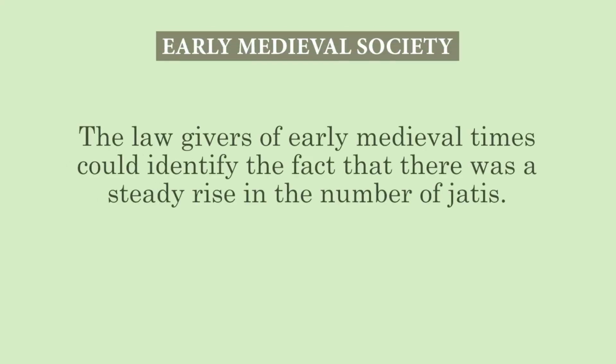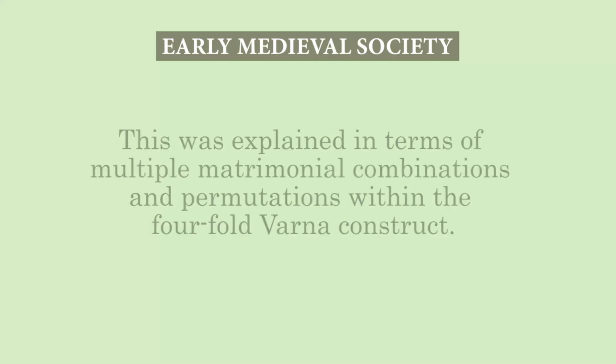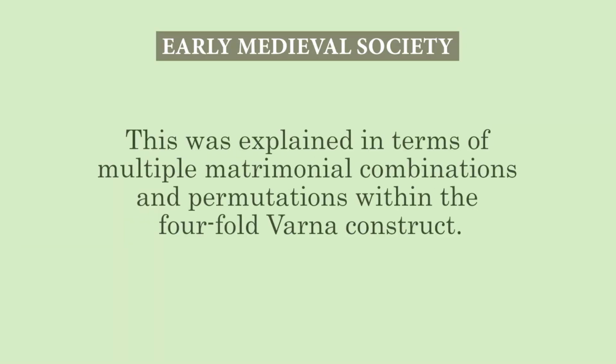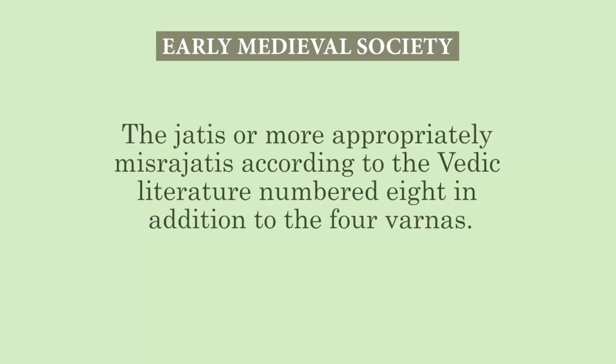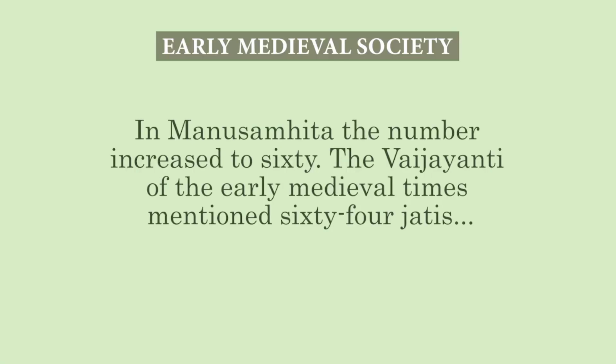The lawgivers of early medieval times could identify the fact that the number of jatis was continuously increasing. This can be explained in terms of the multiple matrimonial combinations and permutations within the fourfold Varna structure. The Mishra jatis, according to the Vedic literature, numbered 8 in addition to the 4 Varnas. In the Manu Samhita, the number increased to 60. In the Vaijayanti, a text of the early medieval time, the number is mentioned as 64 jatis.